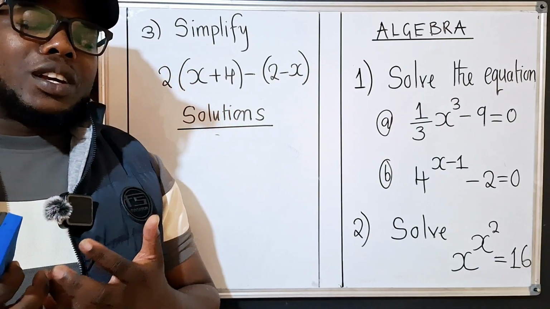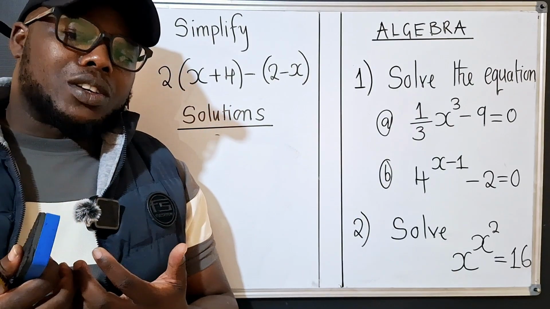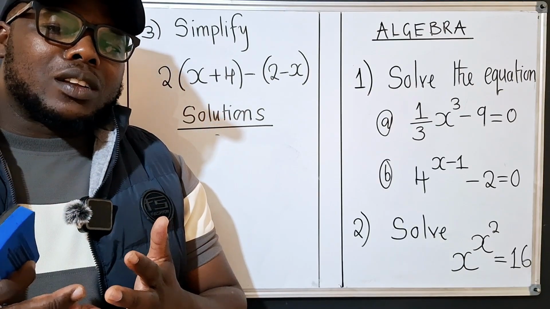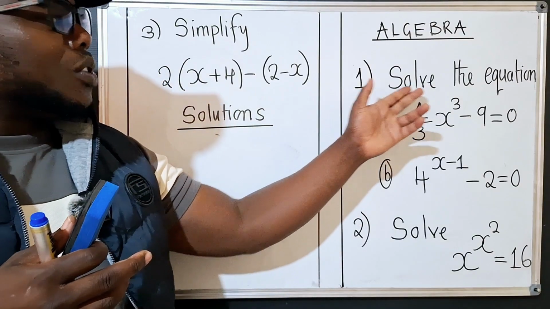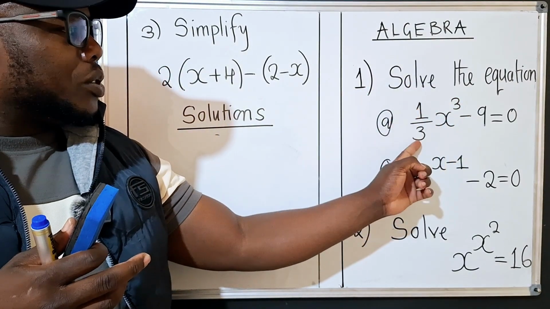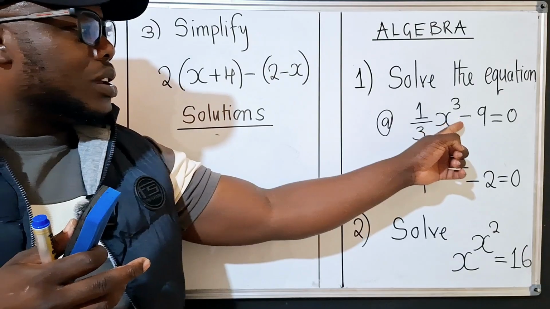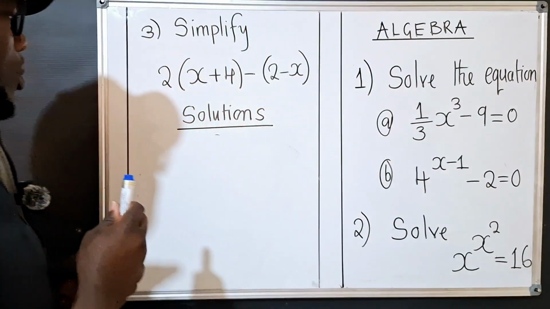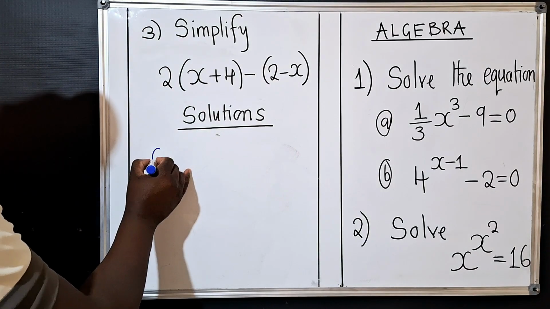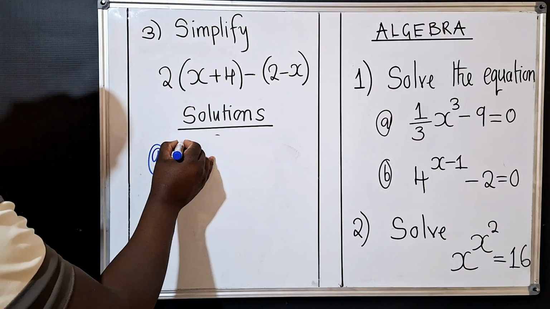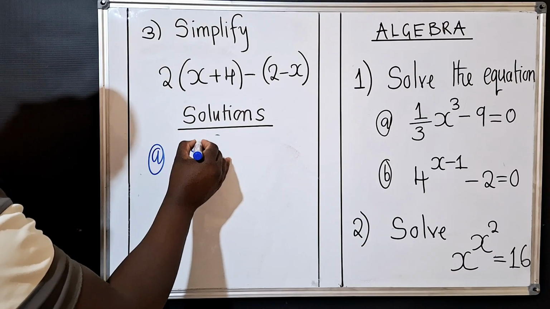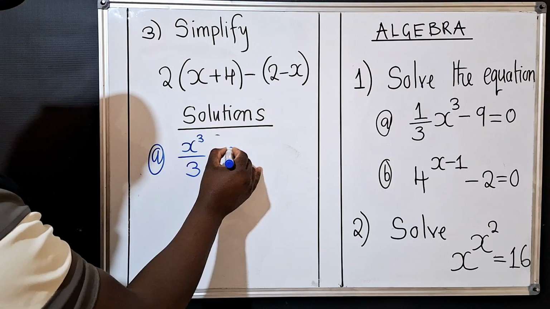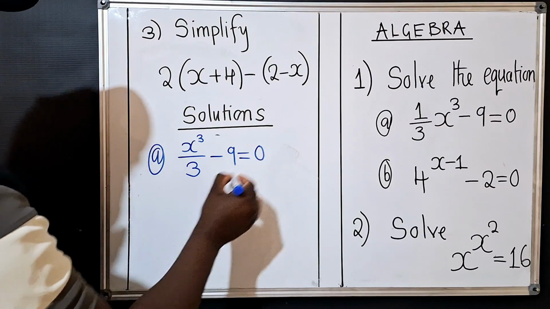All right, so I've got these 3 questions I would like to discuss with you. For the first question, they are saying solve the equation 1 over 3 x power 3 minus 9 is equal to 0. So basically, for question A, we've got x power 3 over 3 minus 9 is equal to 0.